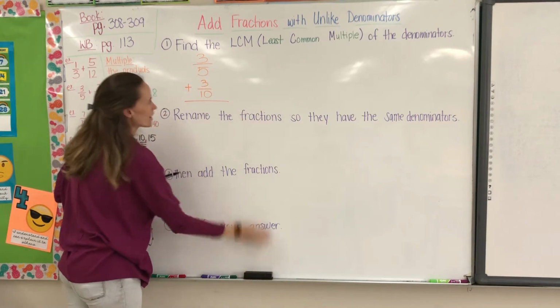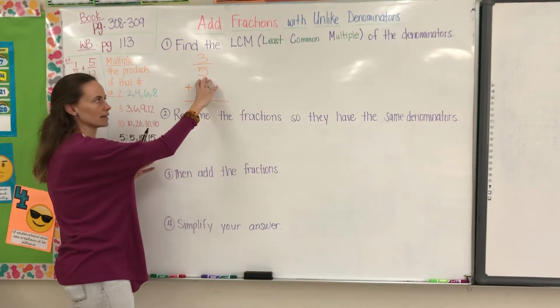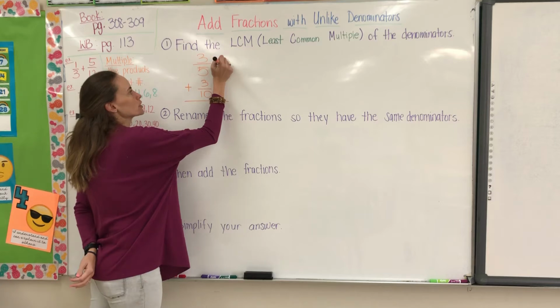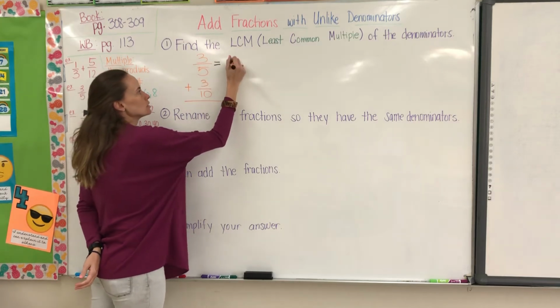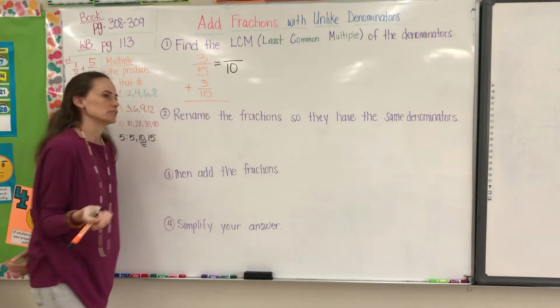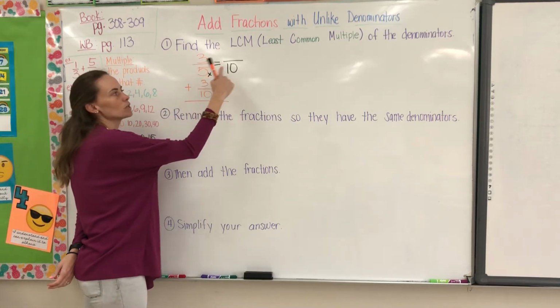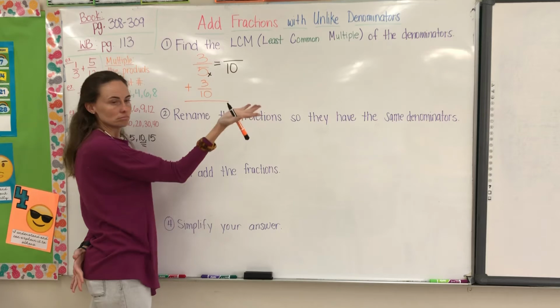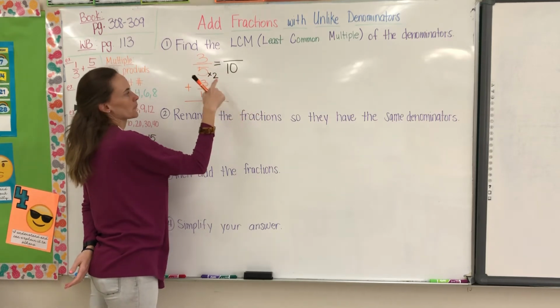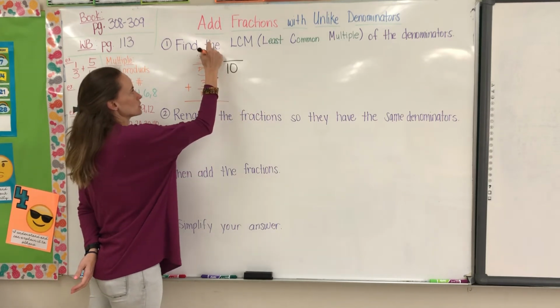So we're not gonna do anything to this one. We're gonna leave that one the same. We're just going to rename this one to make it a 10th. How do we do that? We think, 5 times what is gonna give me 10? 2. Whatever I do to the bottom, I do to the top.